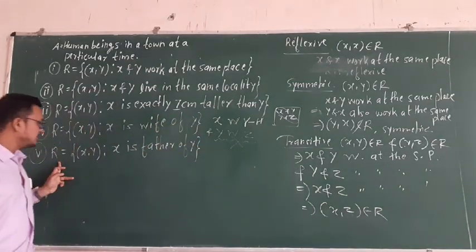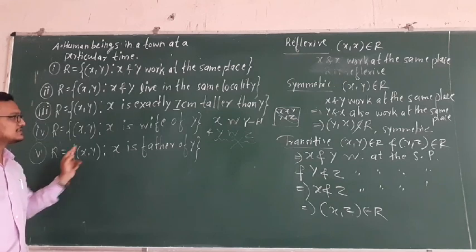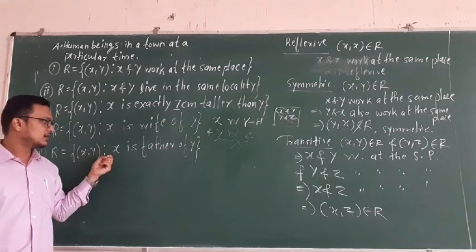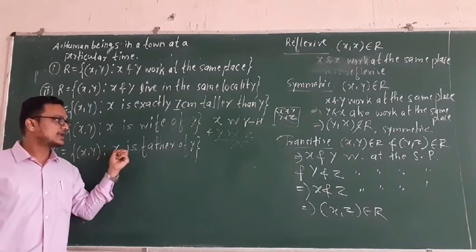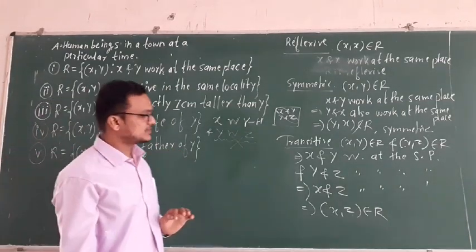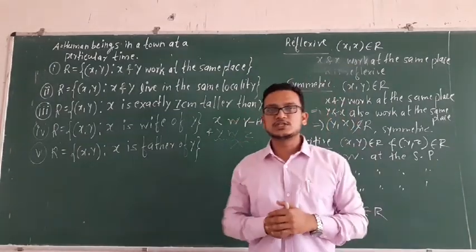Similarly, for this fifth relation, you have to work it out. It is the same as x is the wife of y, so in the same way you do the answer for this: x is the father of y. I hope you have understood these examples. You just write the solutions first.